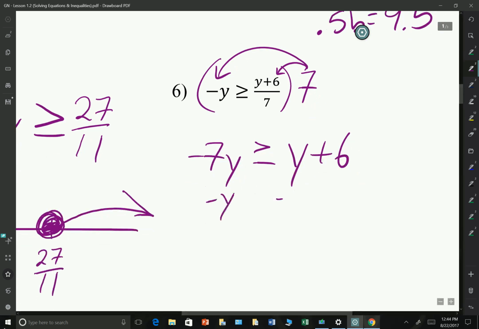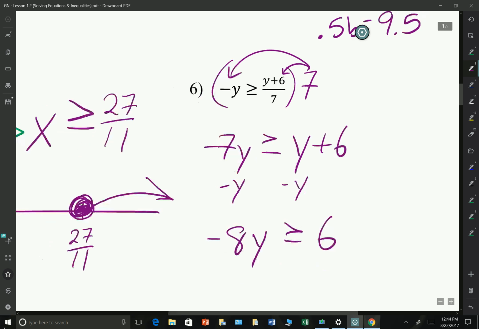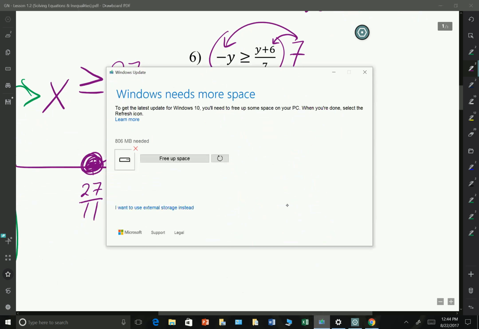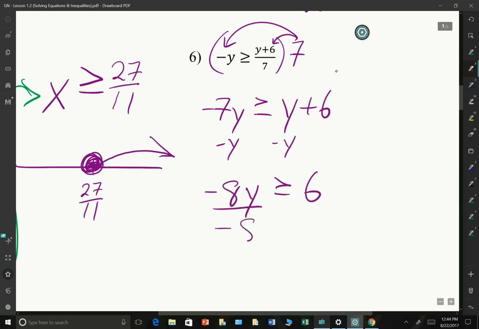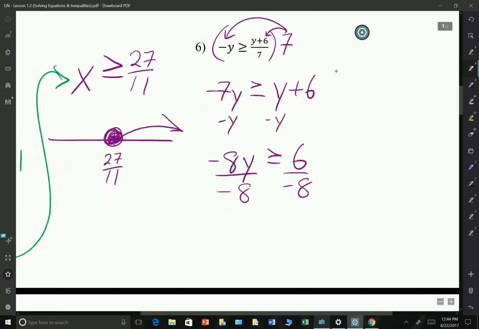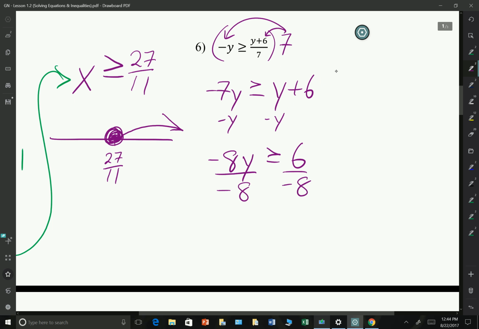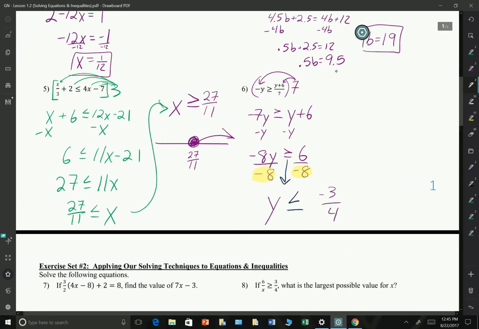So I would subtract the y. Negative 8y is greater than or equal to 6. Divide by negative 8. Simplify the fraction, that's negative 3/4, but I divided by a negative number on the bottom. So what do I have to do to this inequality? Flip it. And there you are. So I have y is greater than or equal to negative 3/4. Negative 3/4, sorry, less than or equal to.